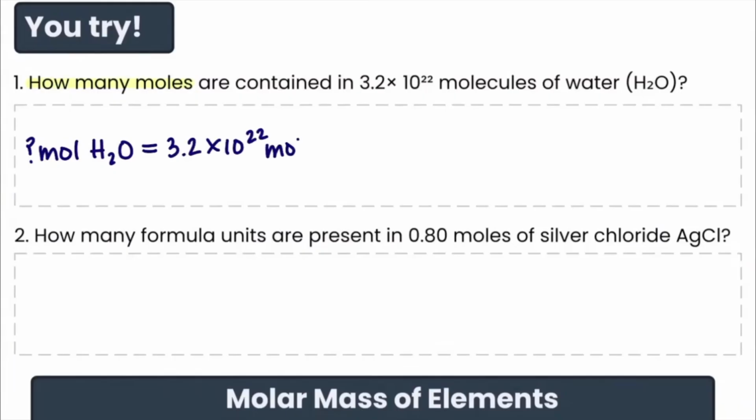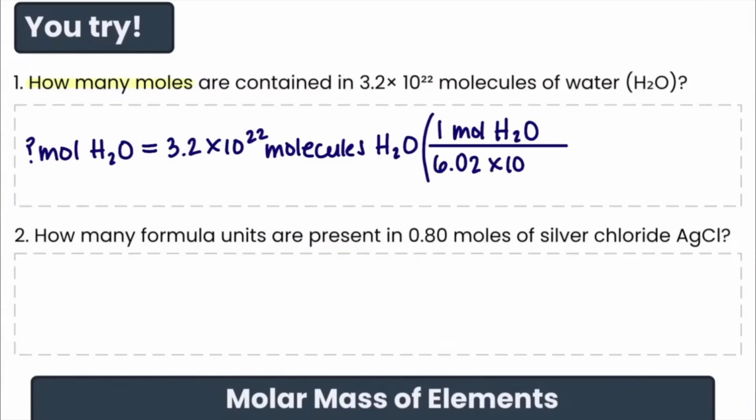Now, similar to the last example, we have molecules, the type of particle, right? And we want to get to the mole. So we can use Avogadro's number. So if we open up a parentheses and draw a fraction, we can say that in 1 mole of H2O, there are 6.02 times 10 to the 23 molecules of H2O. Why do we write the molecules on the bottom? So that we can cancel them out and we're left with moles at the top.